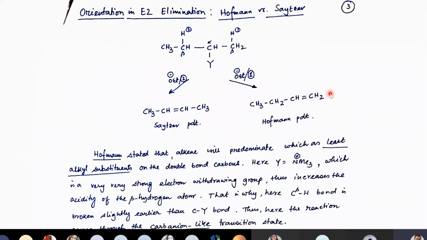Okay, so now it comes to this orientation of E2 elimination. There are basically two mechanisms that can be proposed. I'm not sure whether this has been taught in your first year. One is your Hofmann elimination, another is your Saytzeff elimination. Both of them are from two different scientists.